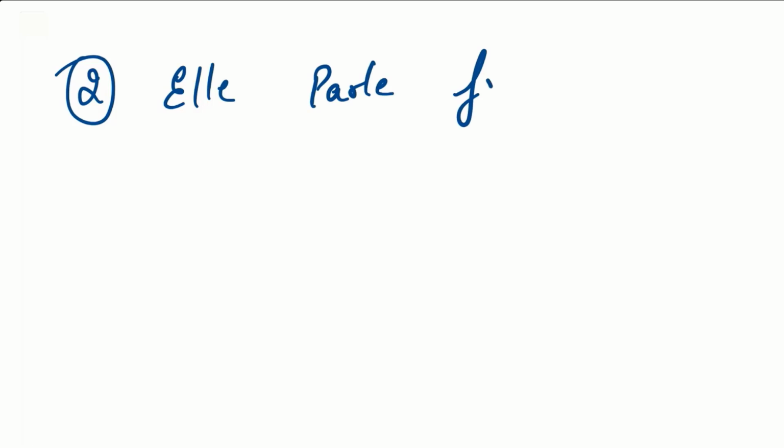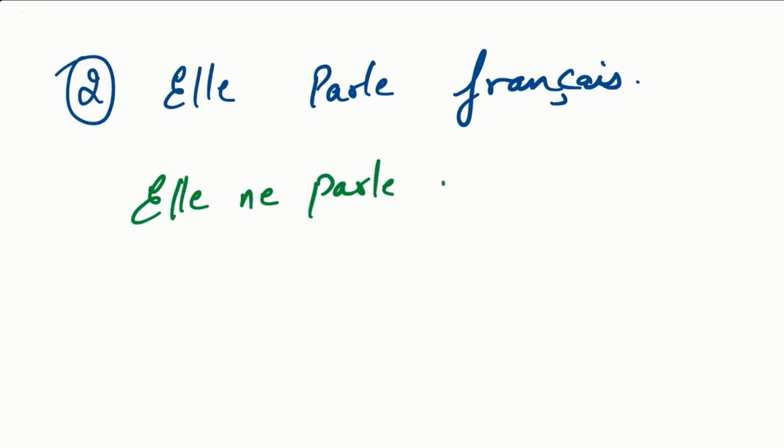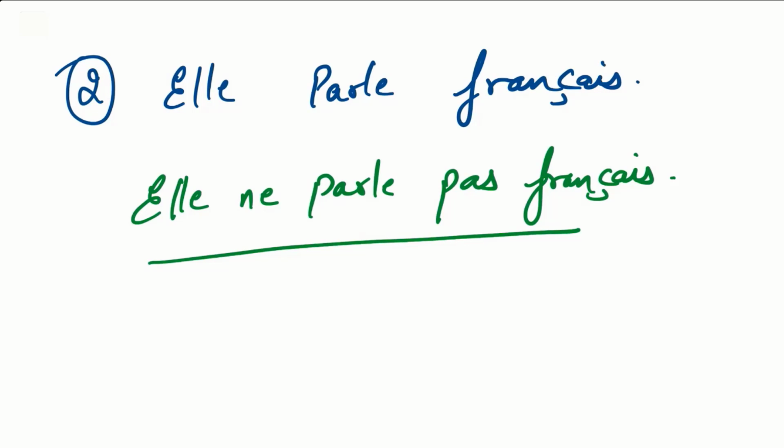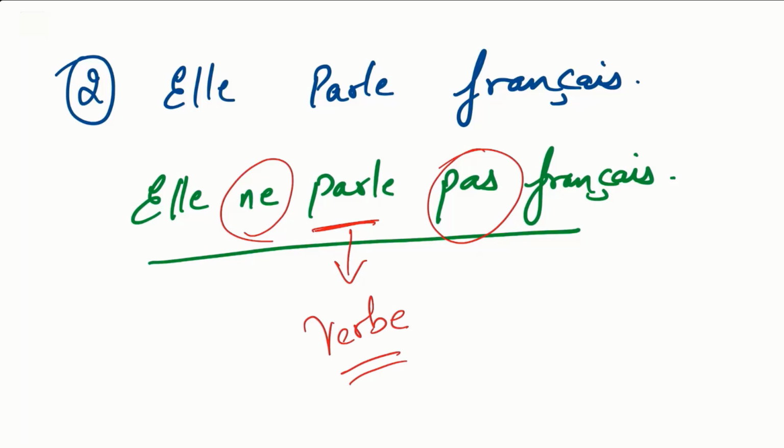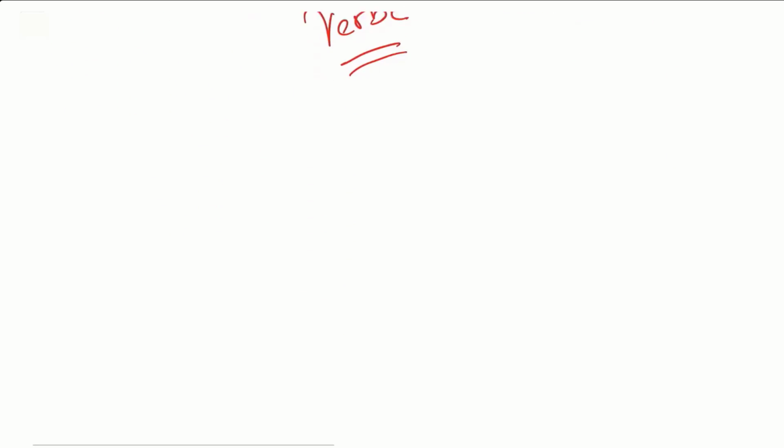Let's take one more example here. The second example will be elle parle français. She speaks French. Now change it into negative. Elle ne parle pas français. She does not speak French. And ne and pas is here. This is our verb. D'accord?